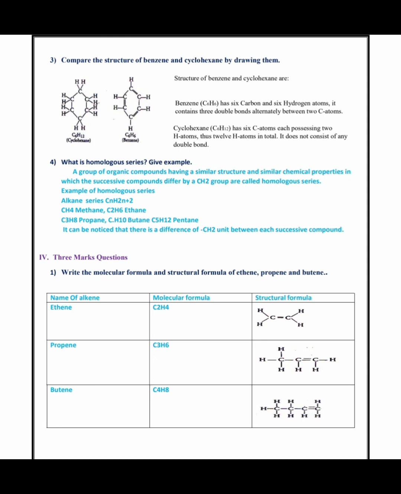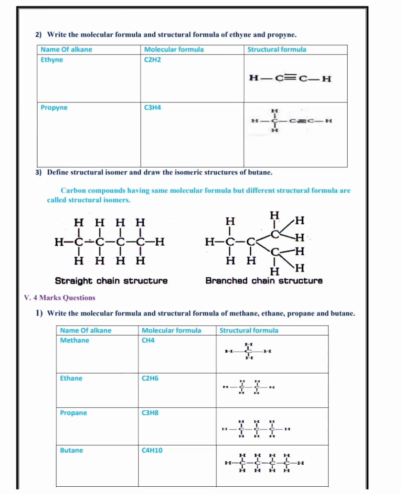Next question, compare the structure of benzene and cyclohexane by drawing them. What is homologous series? Give examples. Three marks questions. Write the molecular formula and structural formula of ethene, propene and butene. Write the molecular formula and structural formula of ethane and propane. Define structural isomer and draw the isomeric structures of butane. In the four marks question, write the molecular formula and structural formula of methane, ethane, propane and butane.